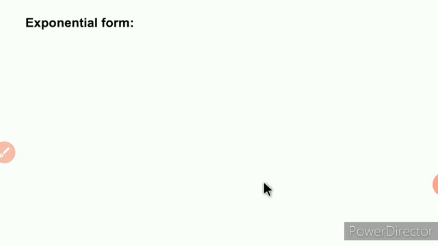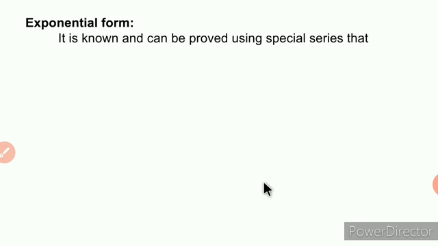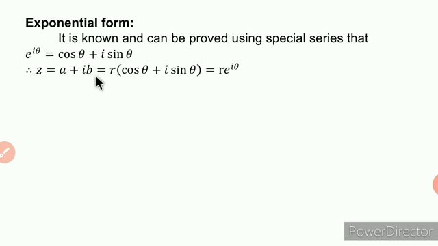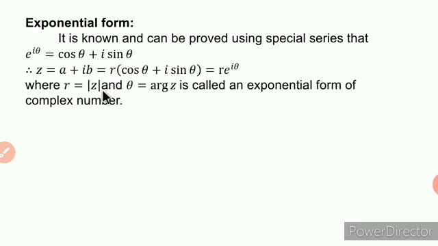Now see the next part, exponential form. It is known and can be proved using special series that e raised to i theta is equal to cos theta plus i sin theta. And therefore z is equal to a plus ib, which can be written as r into cos theta plus i sin theta, and it is equal to r e raised to i theta, where r is equal to mod z and theta is equal to argument of z, is called an exponential form of complex number.